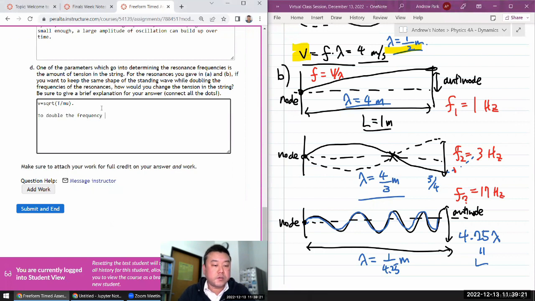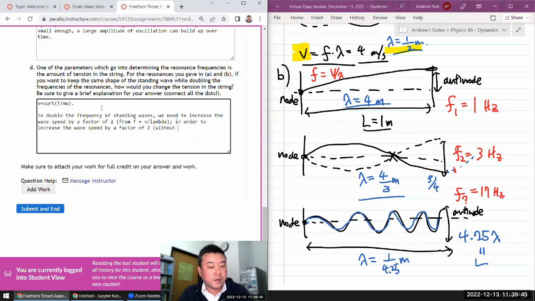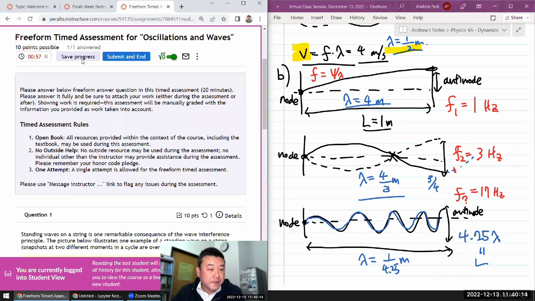So to double the frequency of the standing waves, we need to increase the wave speed by a factor of 2. In order to increase the wave speed by a factor of 2 without changing the linear mass density of the string, we need to increase tension force T by a factor of 4, so that after taking the square root, it'll have increased the wave speed by a factor of 2. So yeah, that's it. This shouldn't be a difficult question. It's not meant to be a difficult question.